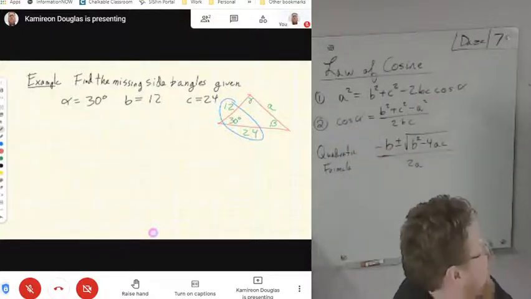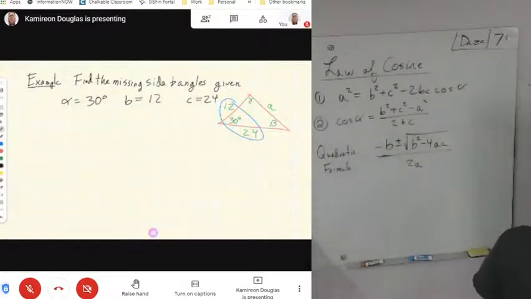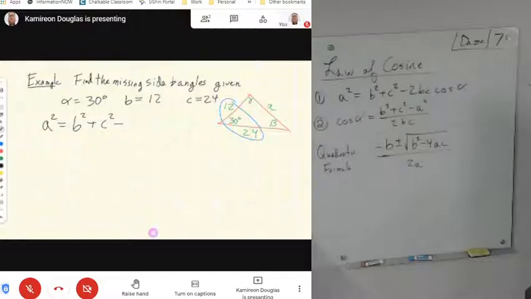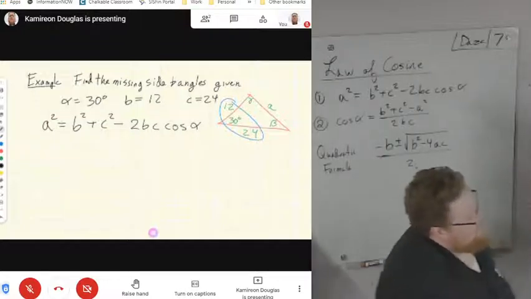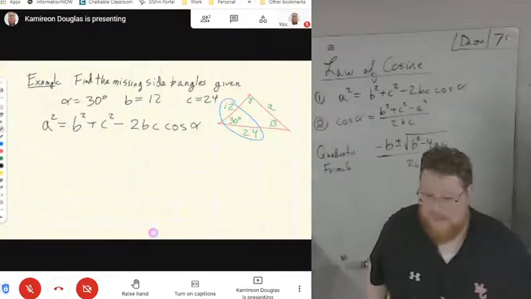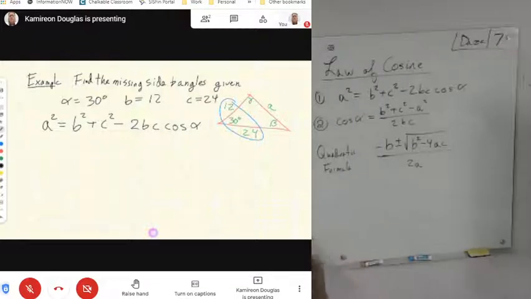Let's set it up. My formula is A squared is equal to B squared plus C squared minus 2BC cosine of alpha. I'm going to take the information that was given in this problem, plug it into this formula and start trying to simplify. Once you've got all the information plugged in, you can go ahead and just grab a calculator and start plugging and chugging. That is totally reasonable in these kinds of problems.